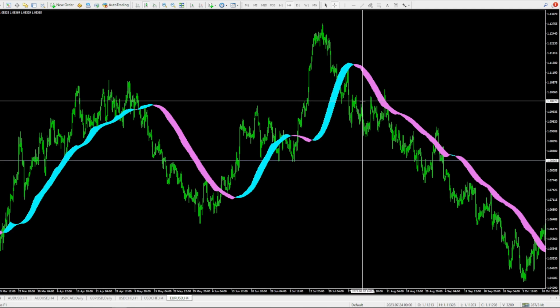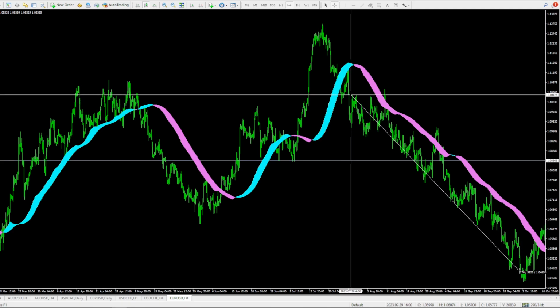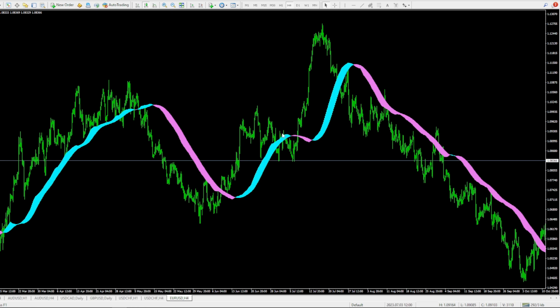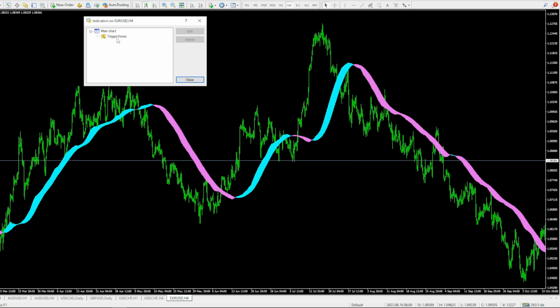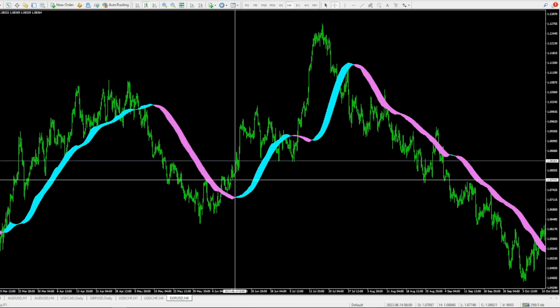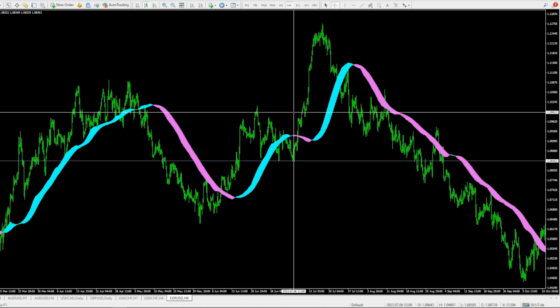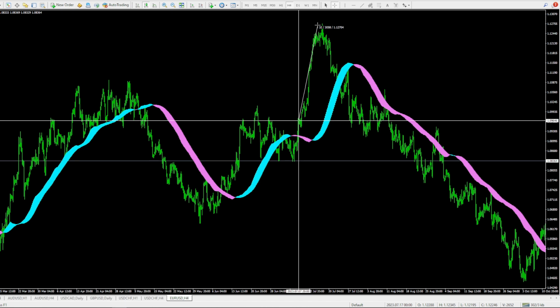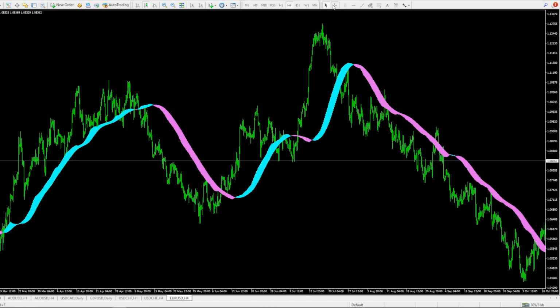Hey traders, are you searching for a reliable tool to navigate the complexities of the Forex market and enhance your trading strategy? Then look no further than the Trigger Zones indicator for MetaTrader 4. This innovative indicator is designed to revolutionize your trading experience by providing clear signals and invaluable insights into market trends.